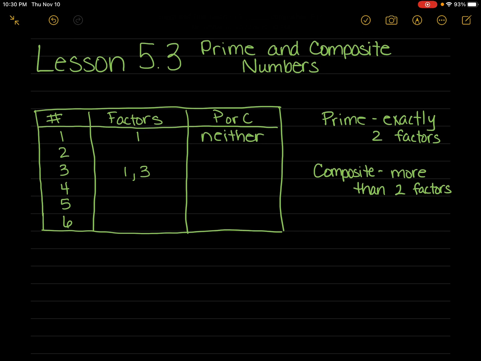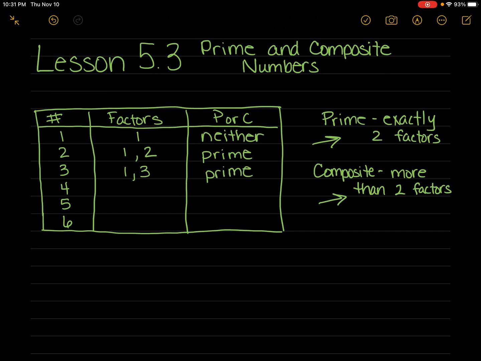Okay, what are the factors of 2? Well, for 2, we have 1 and 2. Okay, there's no other numbers. So 1 and 2 are the factors. So look at the definitions. Is it going to be prime, exactly 2 factors, or does it have more than 2 factors? Well, it has exactly 2 factors, so it's prime. 3 has exactly 2 factors, so it's prime.